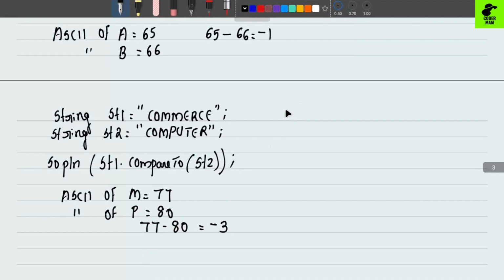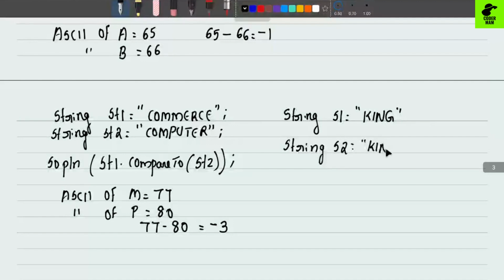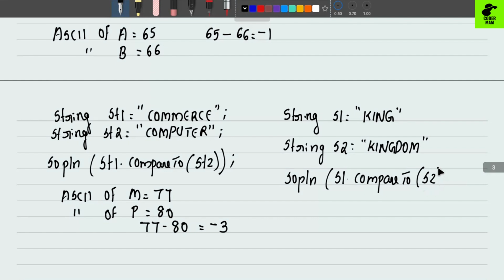Okay, suppose string s1 equal to king. This is another case. String s2 equal to kingdom. How to compare these two strings? System.out.println s1.compareTo(s2). What is the answer now?